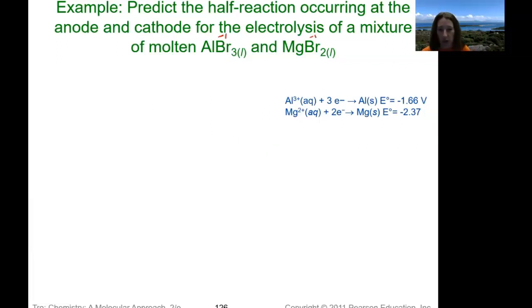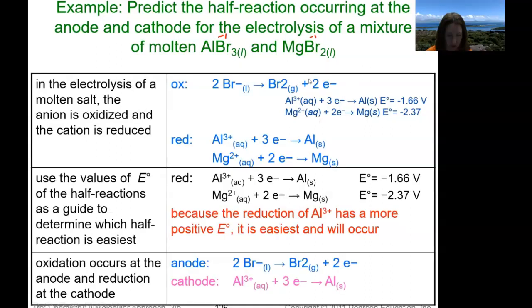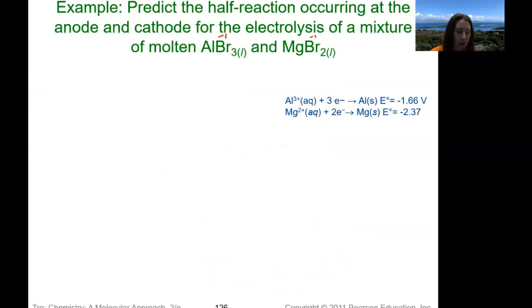So we know that bromine has to oxidize. It can't gain electrons. It can only lose. So our bromine is our oxidation reaction. So the anions, just so you remember, I'll write it on here. Anion, this one is usually oxidized, and our cations are usually reduced.